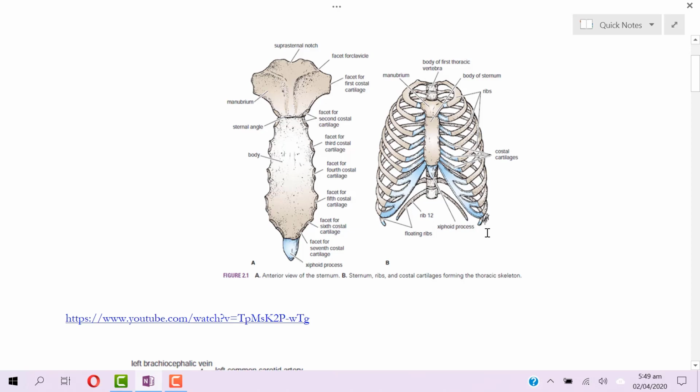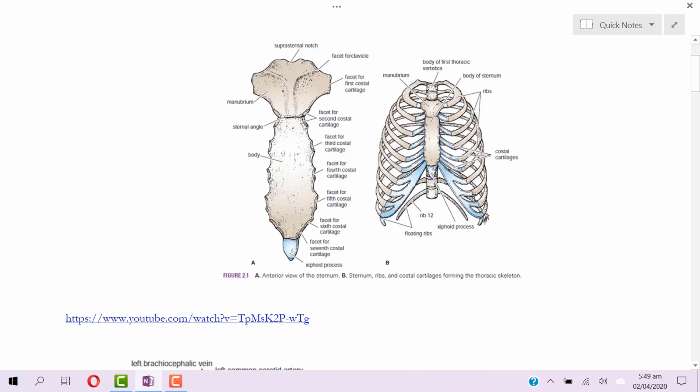I will repeat again, there is one classification that we classify with the anterior attachment to the sternum. Number 1 is true ribs. True ribs are actually the vertebrosternal ribs. Why are they called vertebrosternal ribs? Because they are attached posteriorly to the vertebra and anteriorly to the sternum.